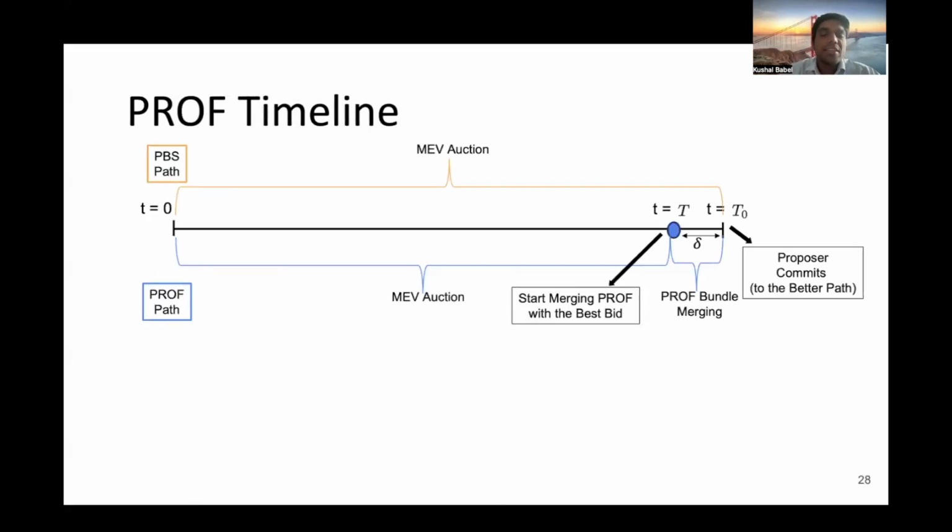So essentially, the timeline here is you run these two paths in parallel. One is the PBS path, that is the current path. The other one is the prof path, where you do the MEV auction just like the PBS path, but at the very end, you end the auction a little bit early and you add the prof bundle to it. And then you choose the best of the two paths and reply to the validator. So there's this delta latency in the prof bundle merging, and that delta latency causes the auction to end a little bit early.